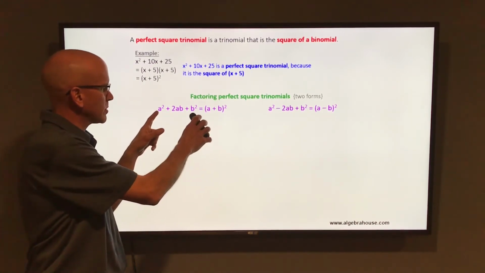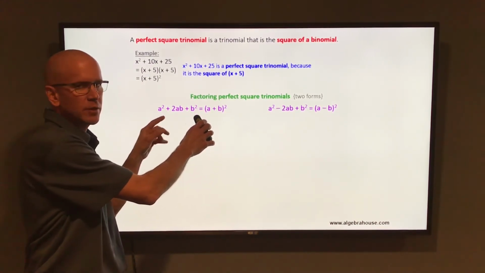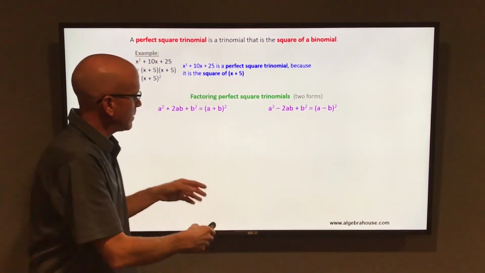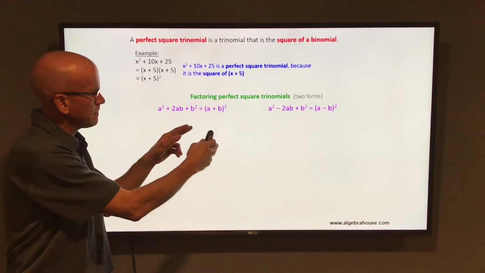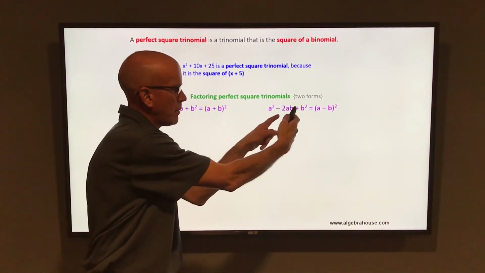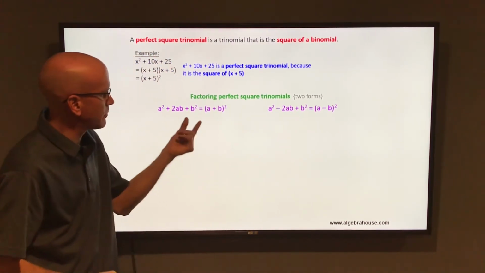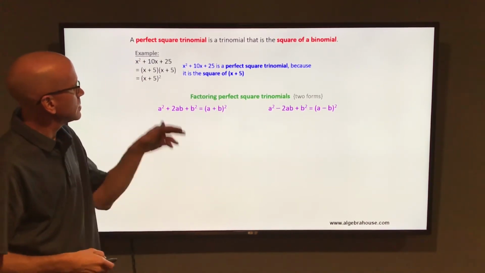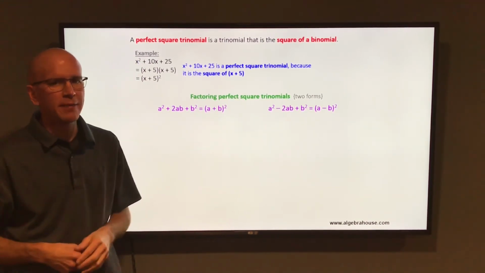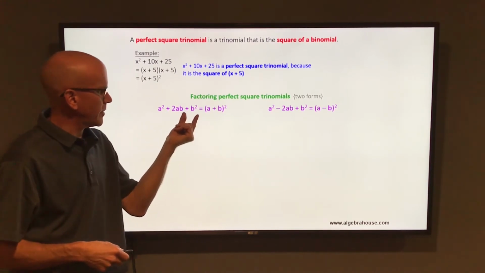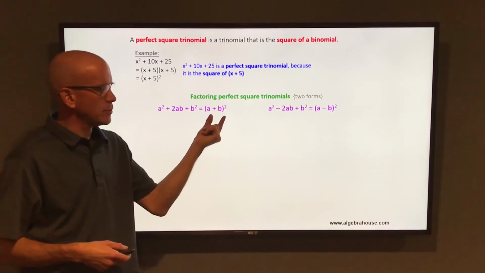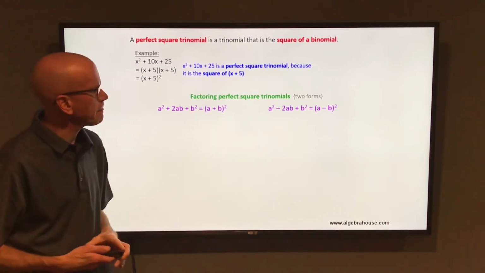Notice the difference between these two forms. First of all, notice what they have in common, the a squared and the b squared. You have perfect squares on the ends of each one of these, and then in the middle you have plus 2ab on that one and minus 2ab on this one. So the only difference here is the sign in the middle, plus or a minus. So this x squared plus 10x plus 25 up here, that is in the form of a squared plus 2ab plus b squared. That factors into a plus b squared.